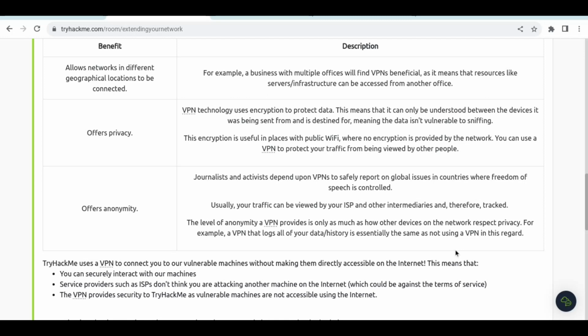It offers anonymity. Journalists and activists depend upon VPN to safely report on global issues in countries where freedom of speech is controlled. Usually, your traffic can be viewed by your ISP and other intermediaries and therefore tracked. The level of anonymity a VPN provides is only as much as how other devices on the network respect privacy. For example, a VPN that logs all of your data history is essentially the same as not using a VPN in this regard.